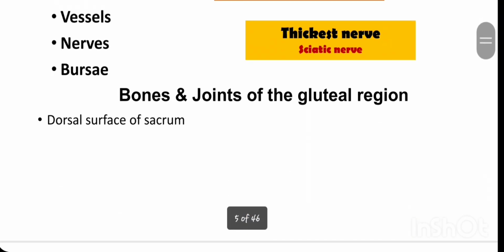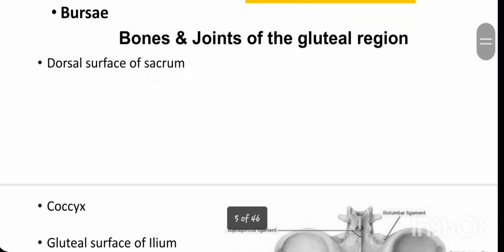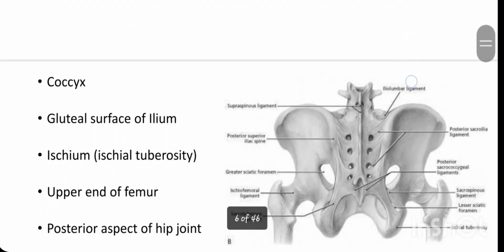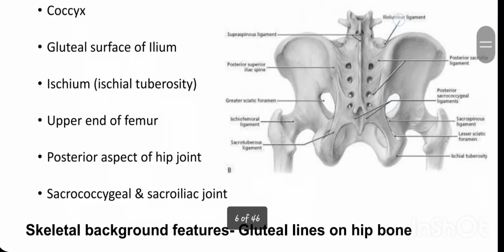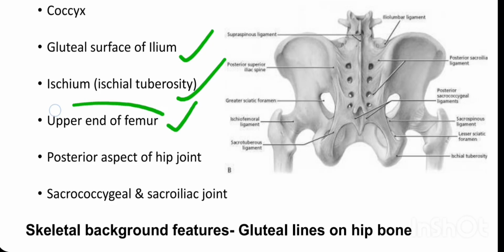Coming to the bones and joints, the bones mainly present in the gluteal region are the coccyx, gluteal surface of the ilium, ischium, and the upper end of the femur bone, because it is going to articulate with the acetabulum. Also present are the posterior aspect of the hip joint, and the sacrococcygeal and sacroiliac joints. So these are present in the gluteal region.